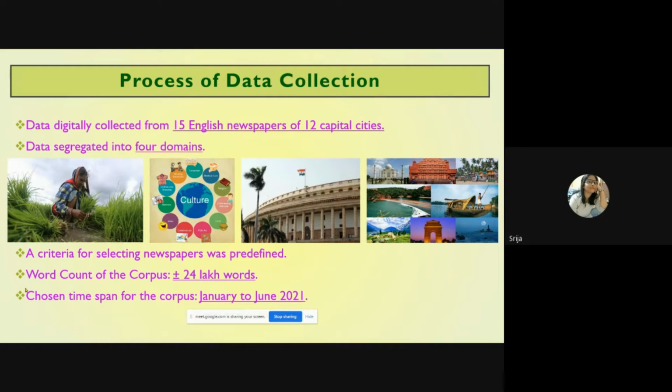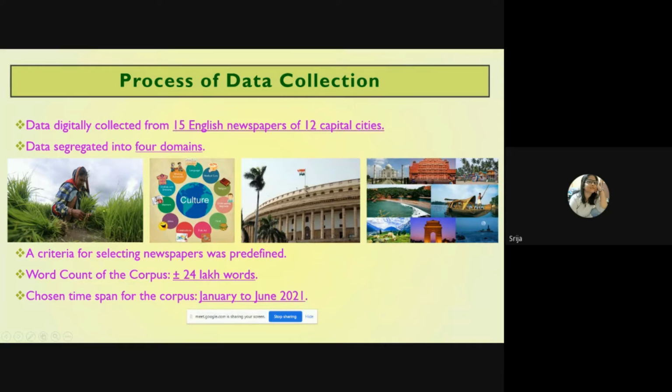Okay, so for data collection, we collected from 15 English newspapers of 12 capital cities. And for more organized and consistent data, we chose 4 different domains: agriculture, culture, politics, and tourism.